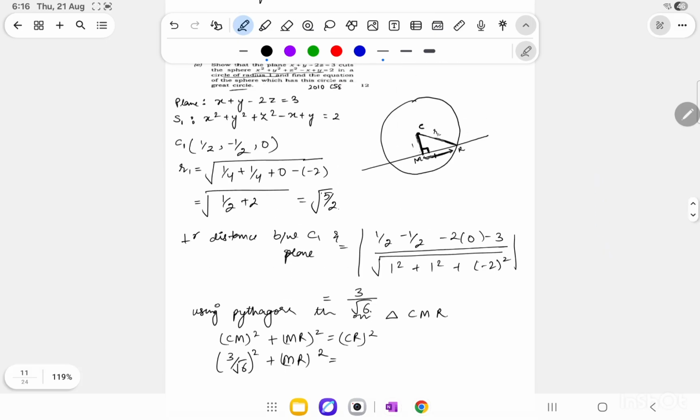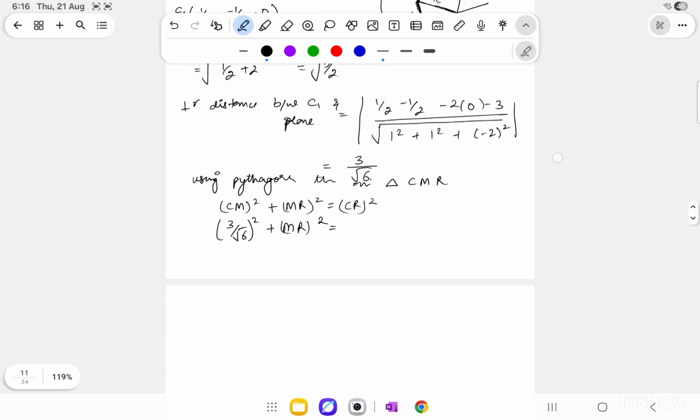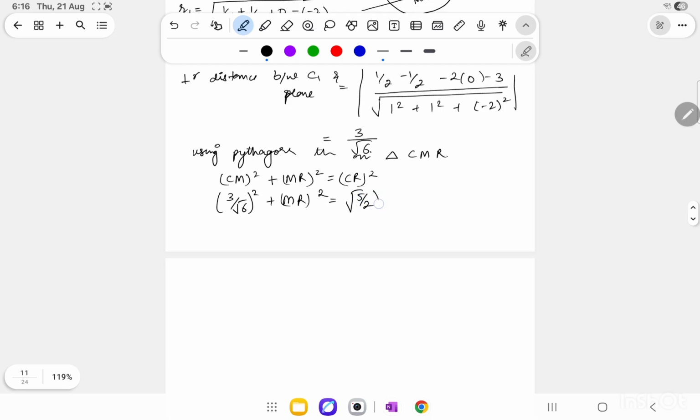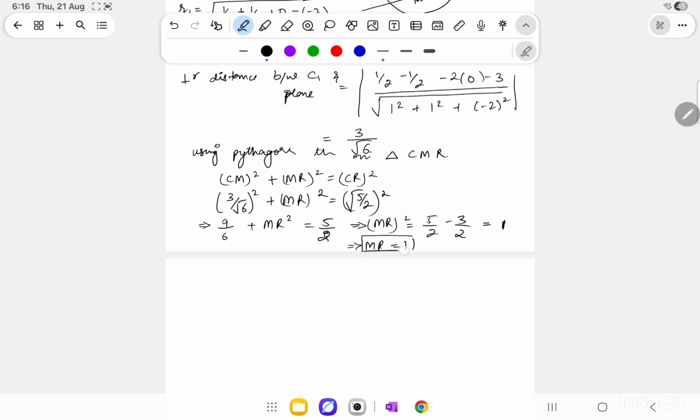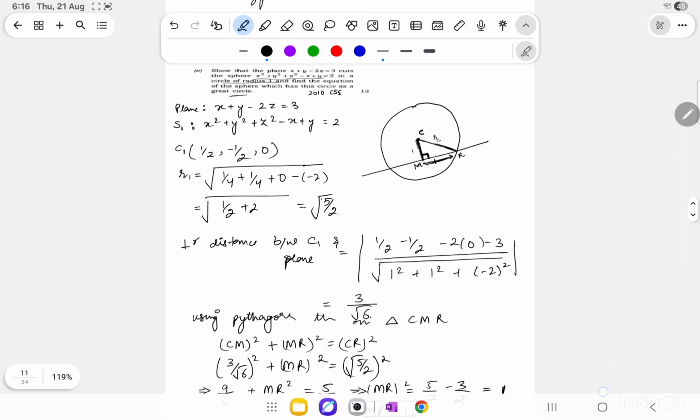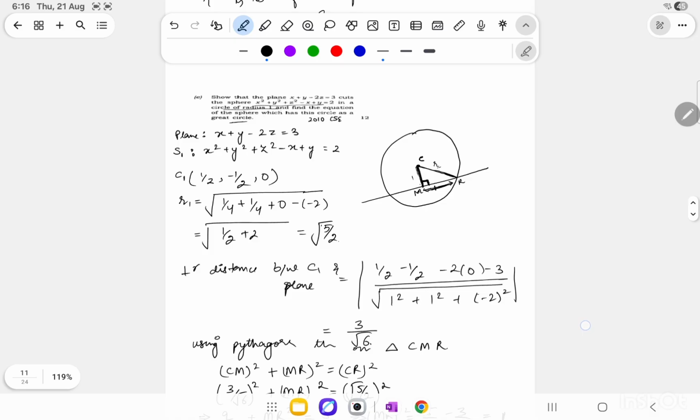CR is basically the radius of the given sphere, which is under root 5 by 2. So that is (under root 5 by 2) square. If I simplify it, I'll get 9 by 6 plus MR square equals 5 by 2. So from here I got MR square as 5 by 2 minus 3 by 2, which is basically 1. So I got MR as 1. Basically we have proved that the circle formed by the intersection of sphere and plane is of radius 1.